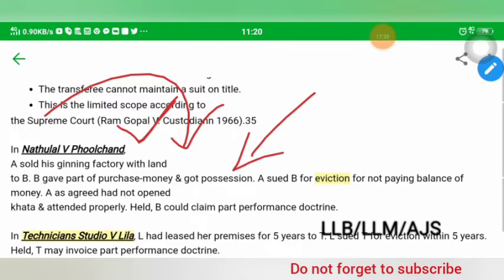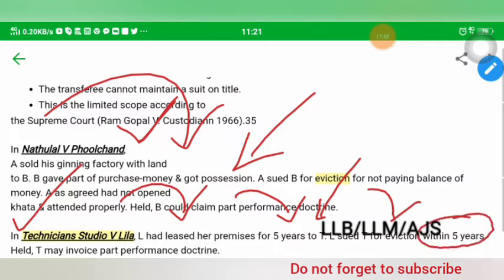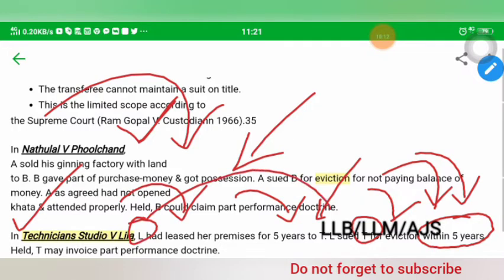Then comes another case, Technician Studio versus Leela. L had leased her premises for 5 years to T, because L is the lessor and T is the tenant. So L sued T for eviction within 5 years. Although the period is 5 years, why can L sue T within 5 years? Held: T may invoke the part performance doctrine. T has performed his part. So after the expiration of 5 years, L may sue T, but not before it, because of the doctrine of part performance. Technician Studio versus Leela.